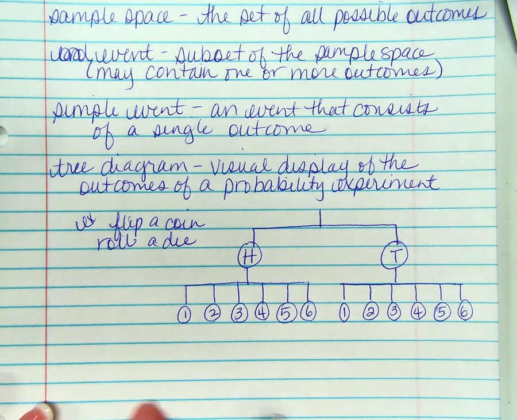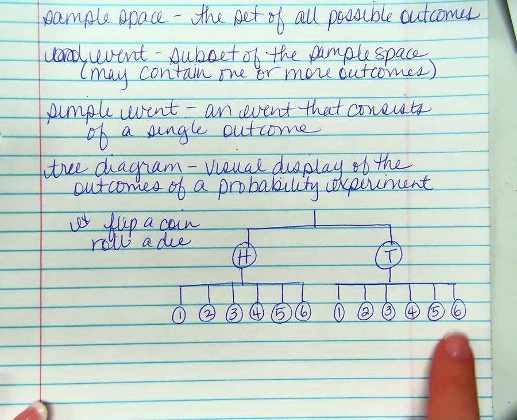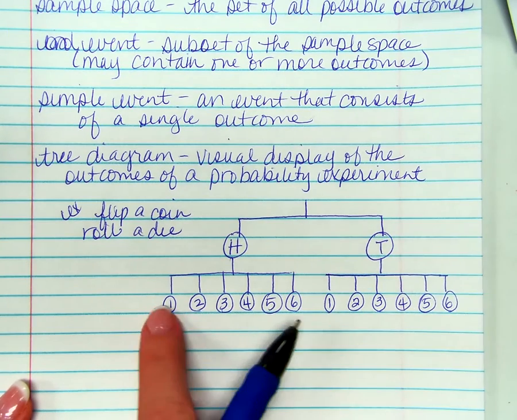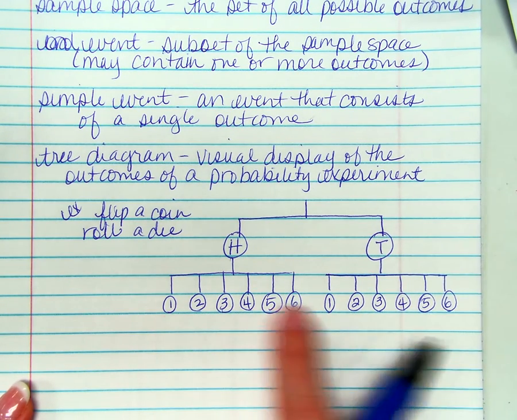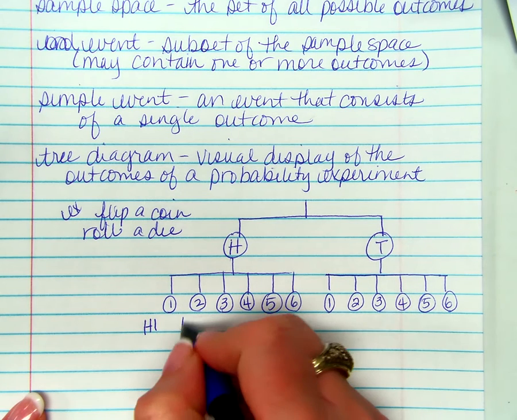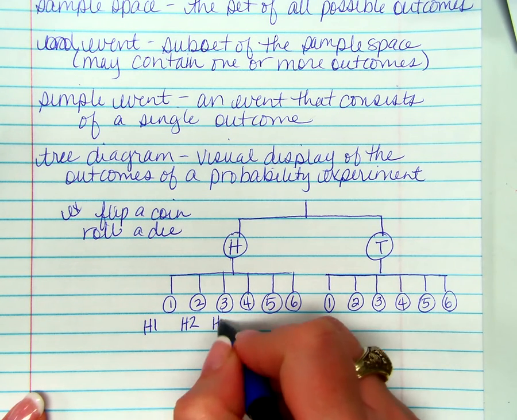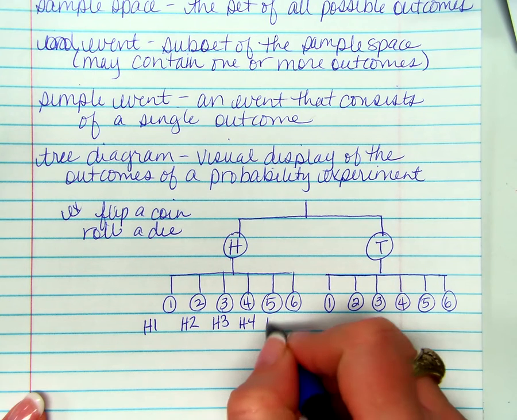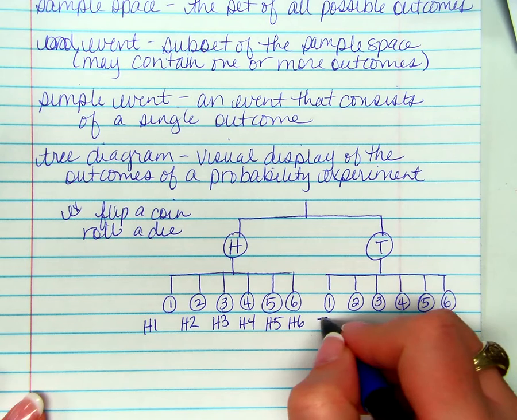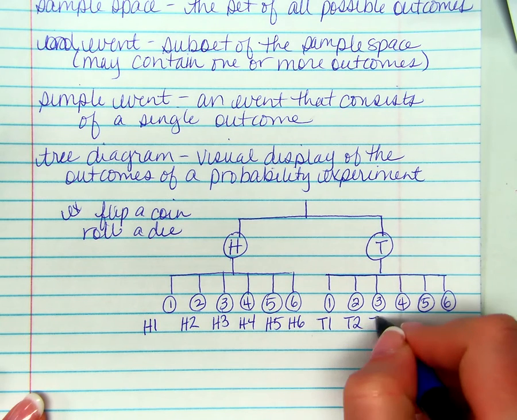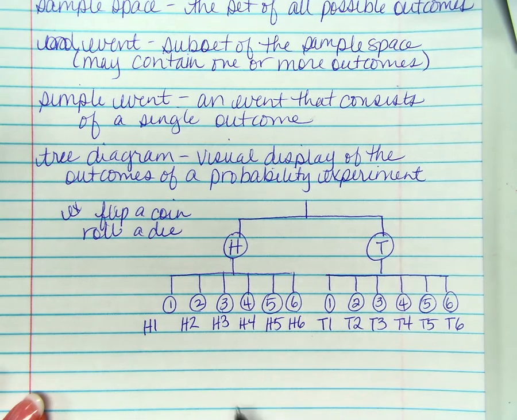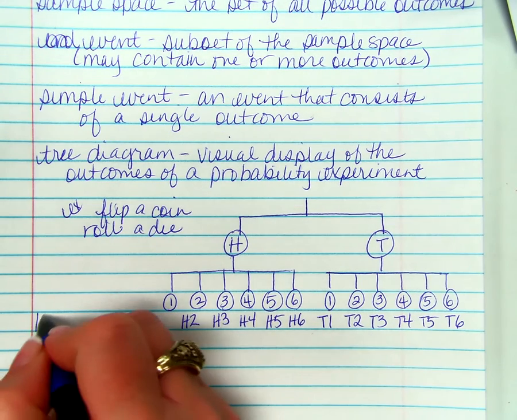Okay? So how many total outcomes do I have possible in this particular experiment? 12, right? There's 12 possible outcomes. The first one is a head and a 1, a head and a 2, a head and a 3, a head and a 4, a head and a 5, and a head and a 6. You see that? Or I could have gotten a tail and a 1, tail and a 2, tail and a 3, tail and a 4, tail and a 5, or tail and a 6. And if you counted all these up, I would have 12 outcomes.